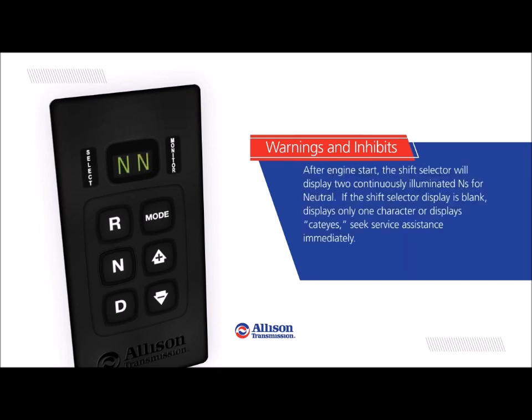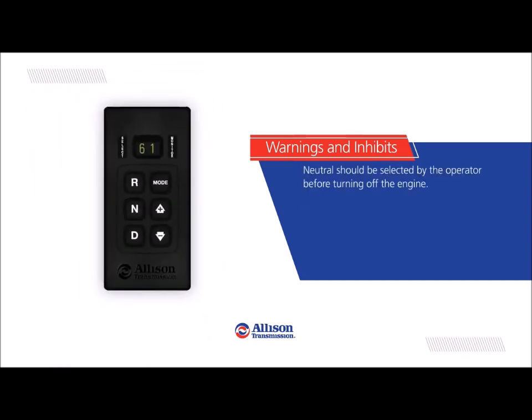After engine start, the shift selector will display 2 continuously illuminated N's for neutral. If the shift selector display is blank, displays only 1 character, or displays cat eyes, seek service assistance immediately. Neutral should be selected by the operator before turning off the engine.